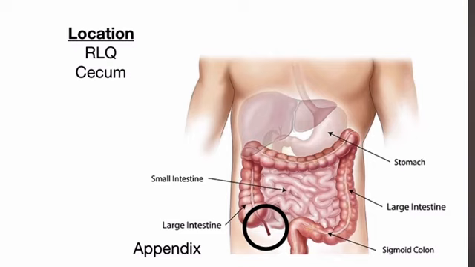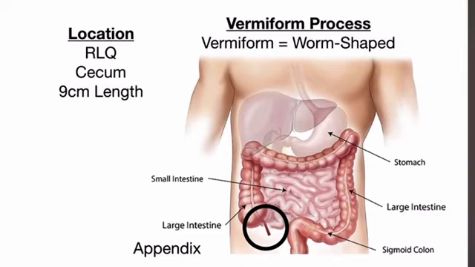On average, the appendix is about 9 centimeters long. The appendix is also referred to as the vermiform process. Vermiform means worm-shaped, and that describes that tubular worm-like structure of the appendix.